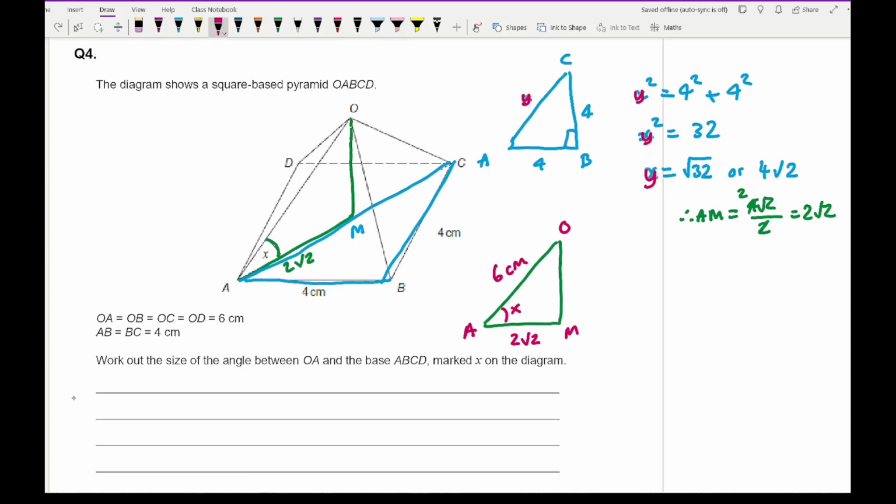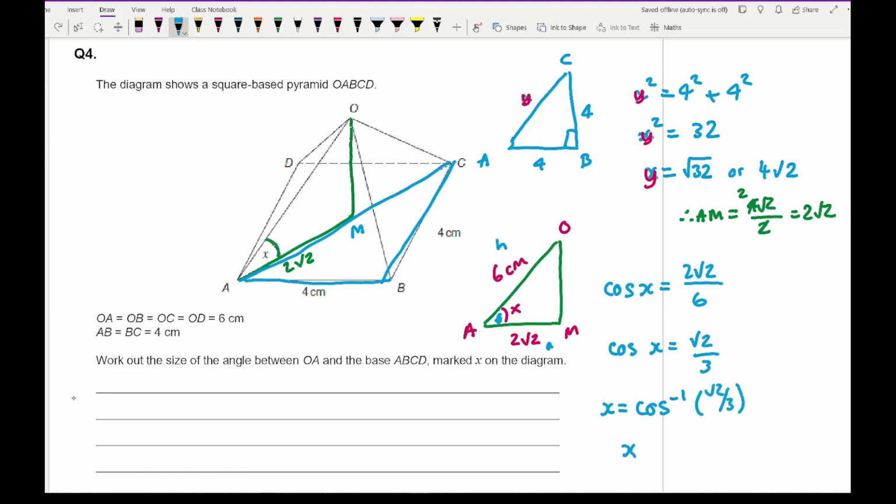So from this, I can then use trigonometry to work this out. So this is the hypotenuse, this is the adjacent, this is theta. So I'm going to be using cos, so cos X equals 2 root 2 over 6. So cos X equals root 2 over 3. And I can just type that in, so X equals the inverse cos of root 2 over 3.